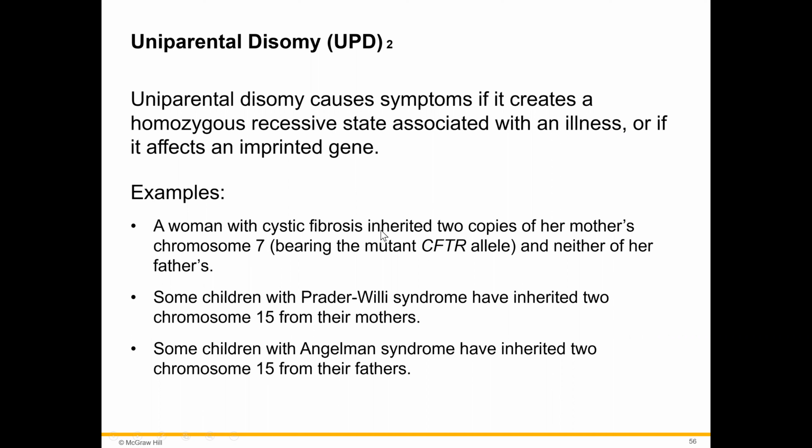So here are the examples that were studied. Example of uniparental disomy: a woman with cystic fibrosis who inherited two copies of her mother's chromosome 7 and neither of her father's. Some children with Prader-Willi syndrome have inherited two chromosome 15 from their mothers, and some children with Angelman syndrome have inherited two chromosome 15 from their fathers. So a few examples, but they do exist, right?